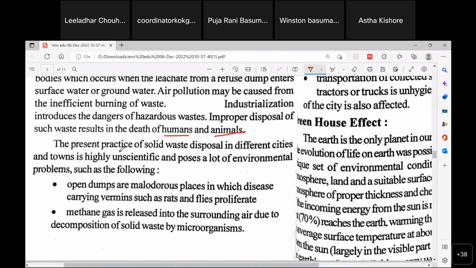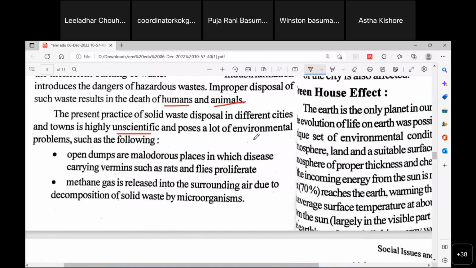So the present practice of solid waste management is not so scientific. So research is going on how to improve. So what are the problems here? See how solid waste is currently managed in India. Open dumps are there, and disease carrying vermin, rats and flies proliferate. Open dumps means flies and rats will sustain and carry diseases. Open dump is the practice nowadays.